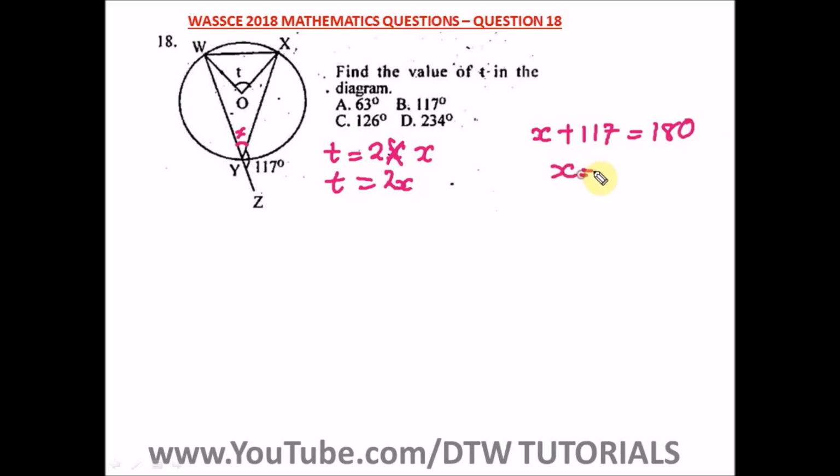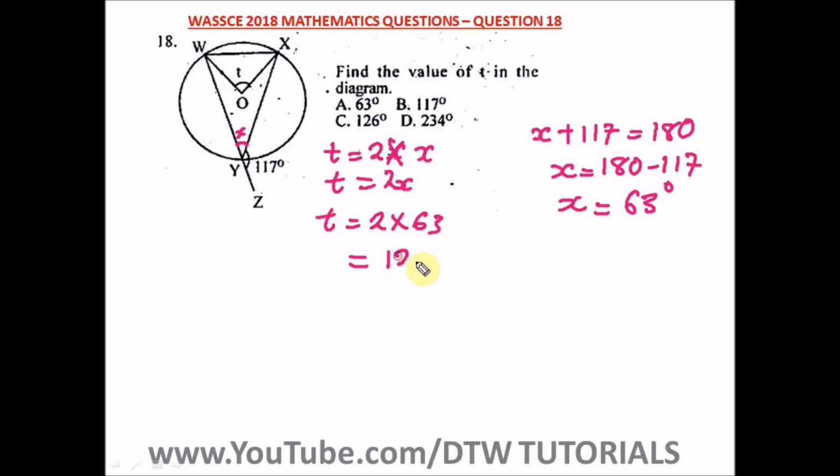180. And x will be equal to, taking plus 117 to the other side, 180 minus 117. What is 180 minus 117? We are going to get 63 degrees. So x is equal to 63 degrees. So from here we can get our t. So t is equal to 2 times 63. What is 2 times 63? 126 degrees. So our answer is 126 degrees. And our right option here is option C.